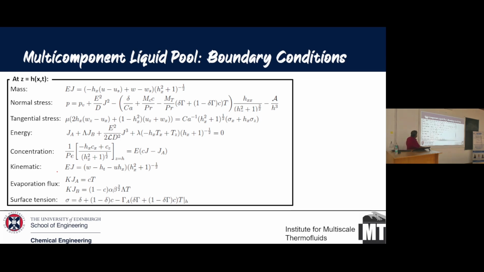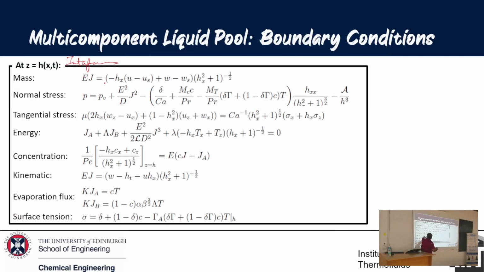You can see that this is Z equal to H(X,T). So this is at the interface. This is basically giving you the mass balance and the mass flux. And obviously, if something is evaporating, the level of the height would change. So these two expressions are looking into the height change as well as the mass change.